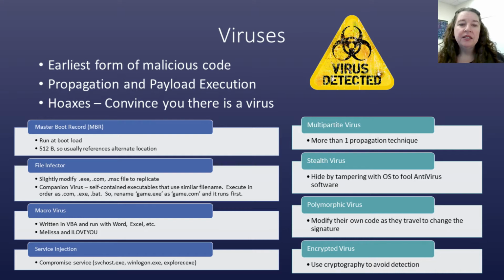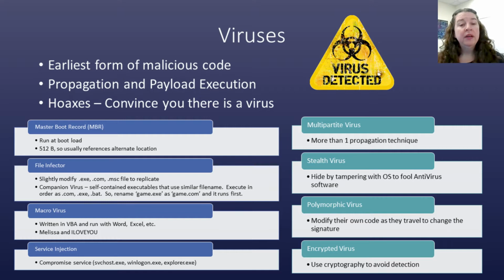Another option is our file infector. It's a slightly modified executable COM or MSC file that is designed to replicate itself. Along with file infectors are companion viruses. These are self-contained executables, but they have a similar file name. So the way that Windows generally will run is that it will first look for a file named COM, and then it will look for an executable, exe, and then it will look for a bat file.